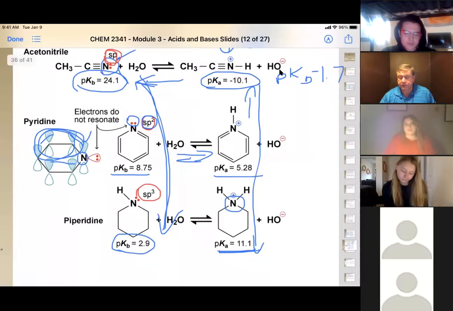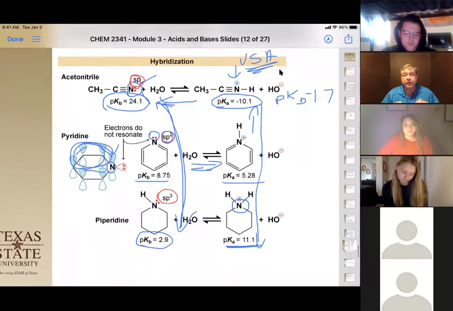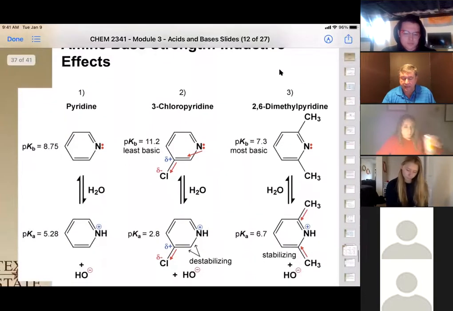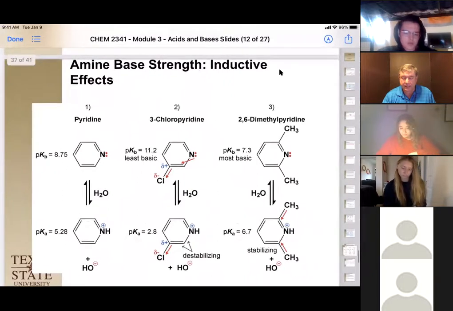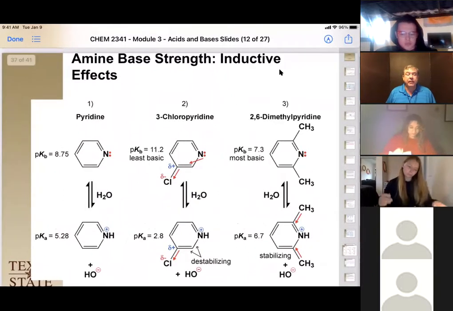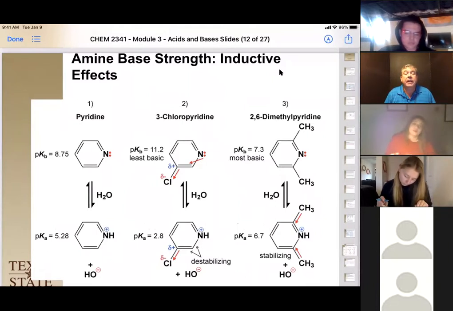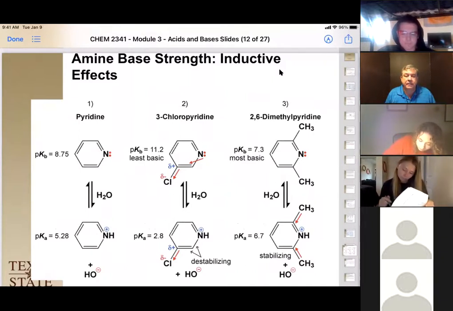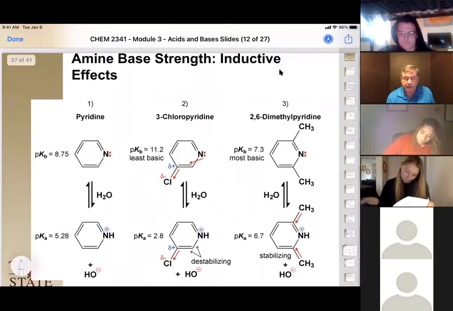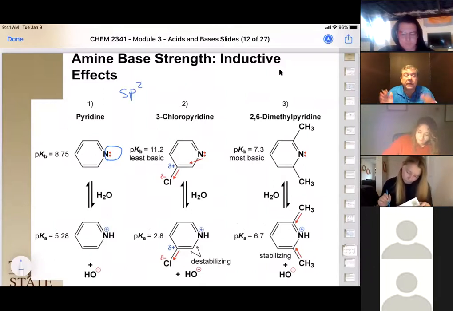All right, so let's continue on with some amines and look at the inductive effect. Just like acids, inductive effect plays a role. When we have things that can donate electron density or withdraw electron density, that should change the basicity of the different materials. In all of these cases, we're looking at these electrons here, and those electrons are going to be those sp2, which are intermediate basicity.